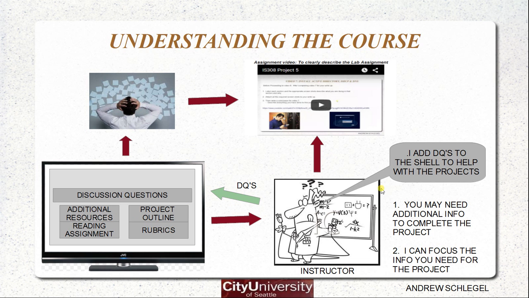So additionally, depending on the course, like for example, some courses we're upgrading from 2000, like do a project in 2008.